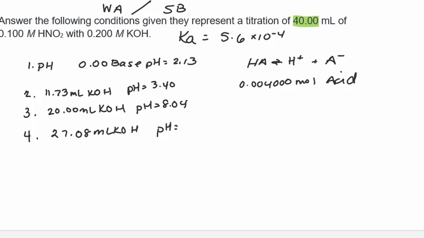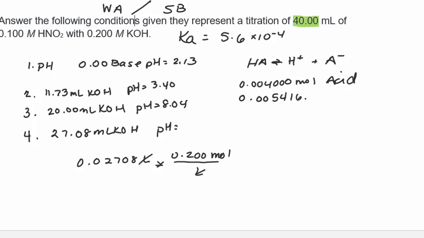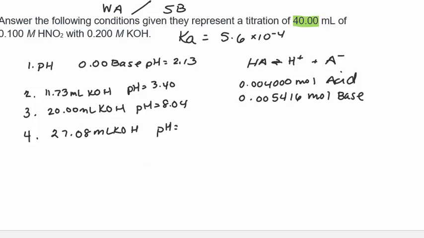So I take the volume of base in liters and multiply it by the concentration of the base, and I am left with moles of base. So I get 0.06 moles of base. And then I'm going to subtract the acid from that to give me how much excess base I have. And I find that I have 0.001416 moles of base in excess. So now the pH is going to be purely dependent on this base. Because it's a strong base, we just need to find the concentration now.